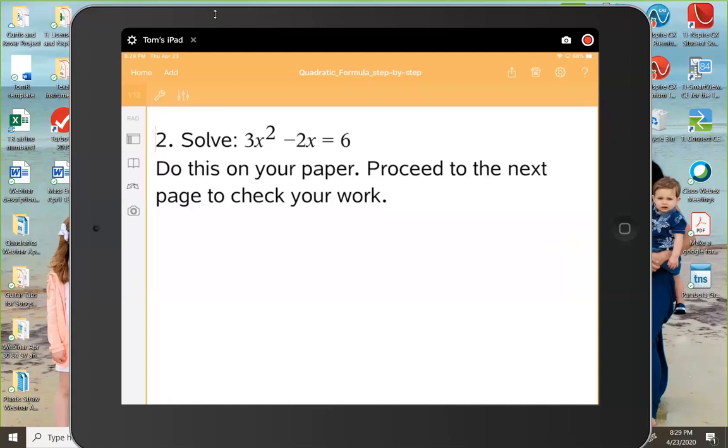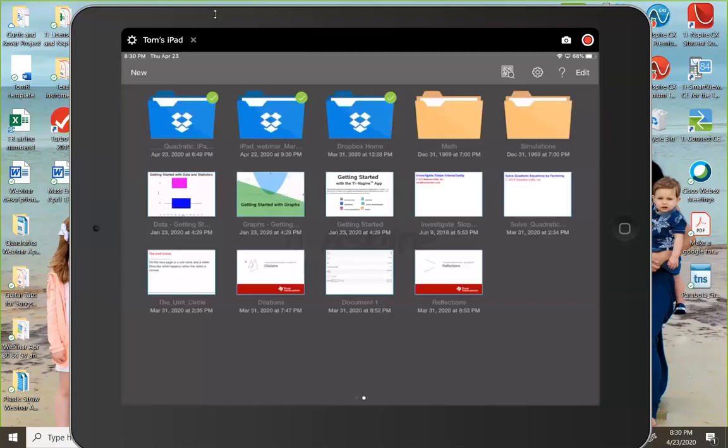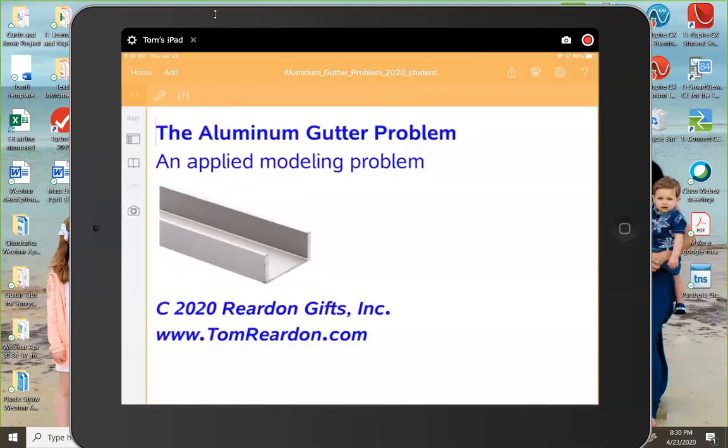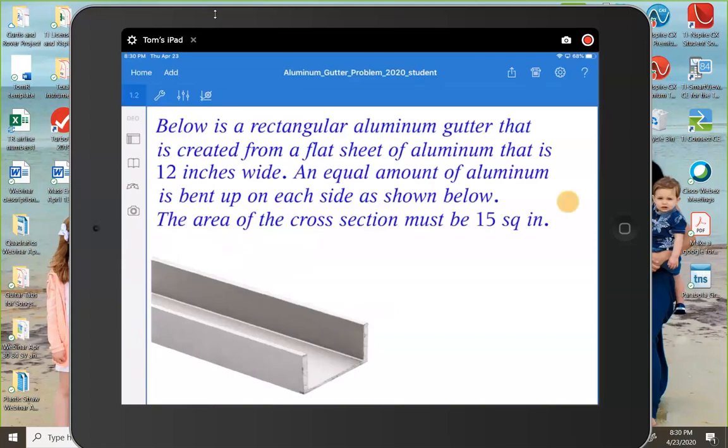All right, so let's go ahead and apply this. This problem is a standard Algebra 2 problem, I think. I call this the aluminum gutter problem. It's a mathematical modeling and applied application problem. And so here is the problem. It says, here's a rectangular aluminum gutter created from a flat sheet of aluminum that's 12 inches wide. An equal amount of aluminum is bent up on each side as shown below, and the area of the cross section must be 15 square inches.